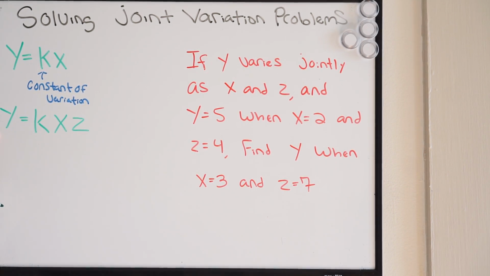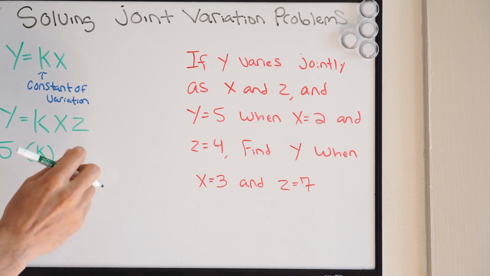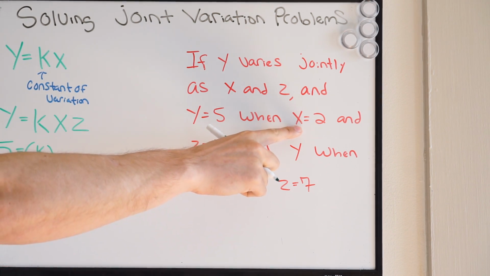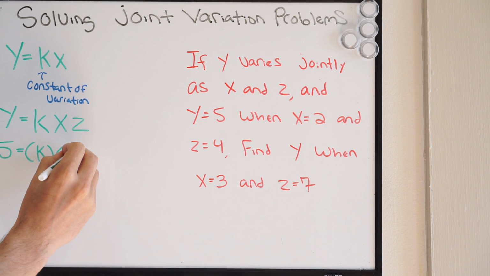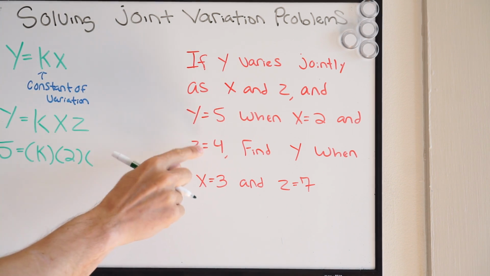All right, let's go ahead and plug this in now and solve for k. So y, what does it tell us? y equals 5, right? So I'm going to put 5 here. We don't know k. What about x? x is going to equal 2. And z is going to equal 4.